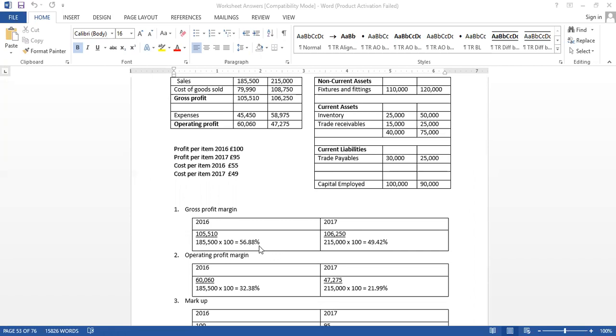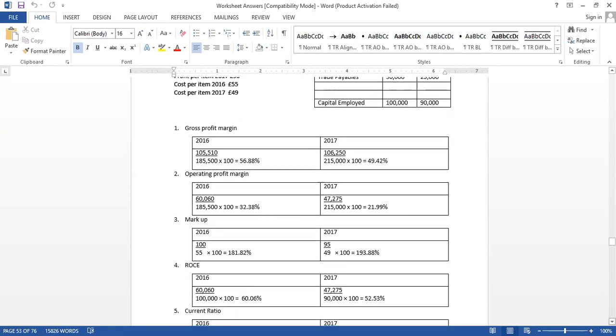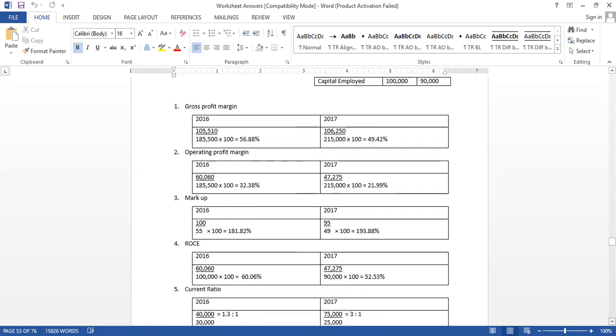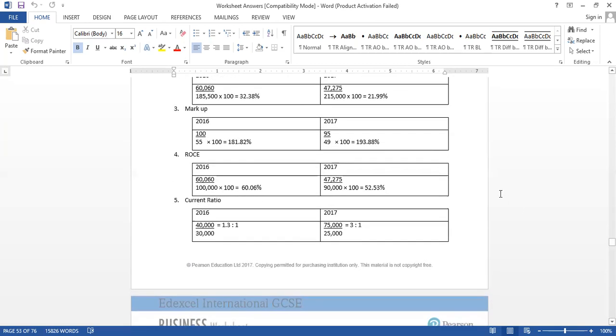So we can see the 2016 GP margin was 56%, and in 2017 it has gone down to 49.42. Operating profit margin, what happened? It also has gone down, 32% to 21%, right? Operating profit over revenue into 100. Markup, profit per item over cost per item into 100. The 2016 markup is 181.82. 2017 is 193, an improved markup. Profit per item 95, cost per item 49, into 100.